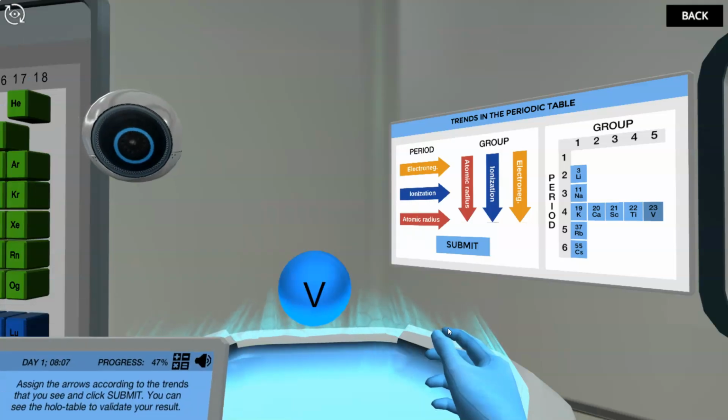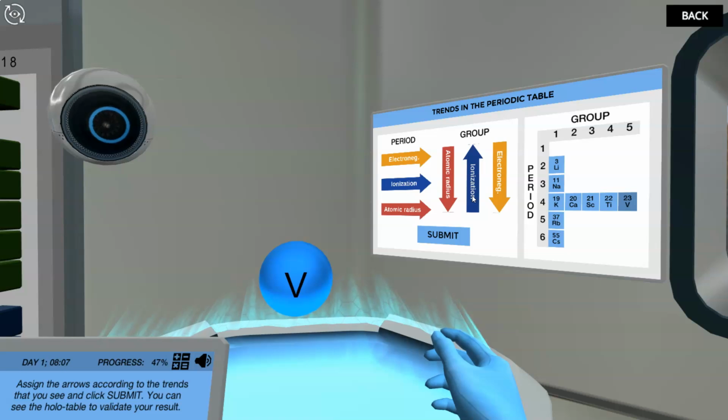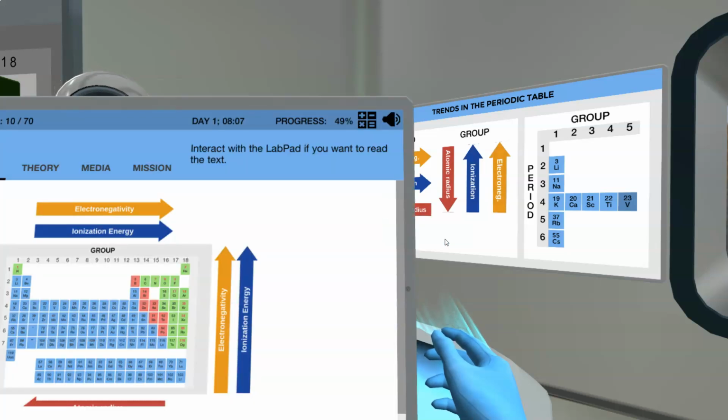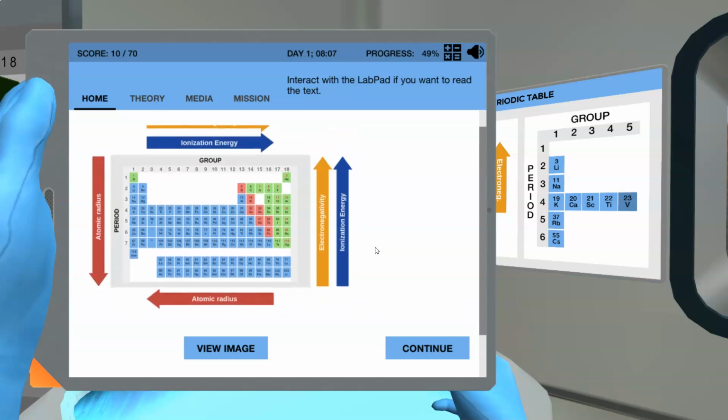Assign the arrows according to the trends that you see and click Submit. You can see the hollow table to validate your result. Well done. You managed to find the main trends in the periodic table. Have a look at the image on the lab pad to see a summary of the different trends.